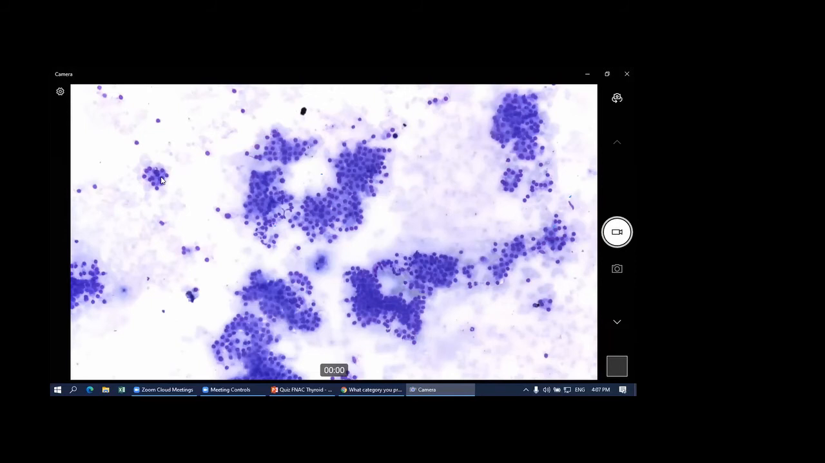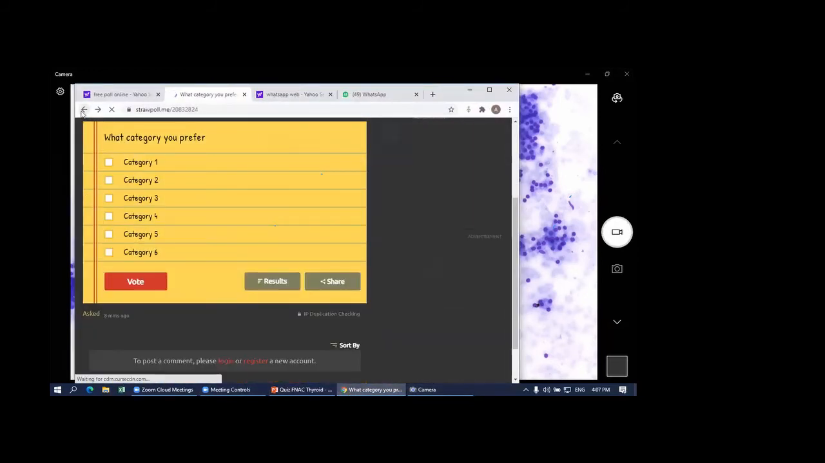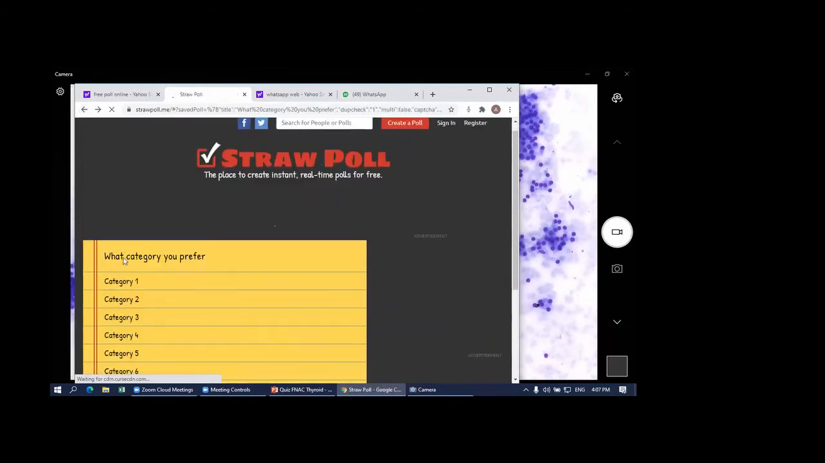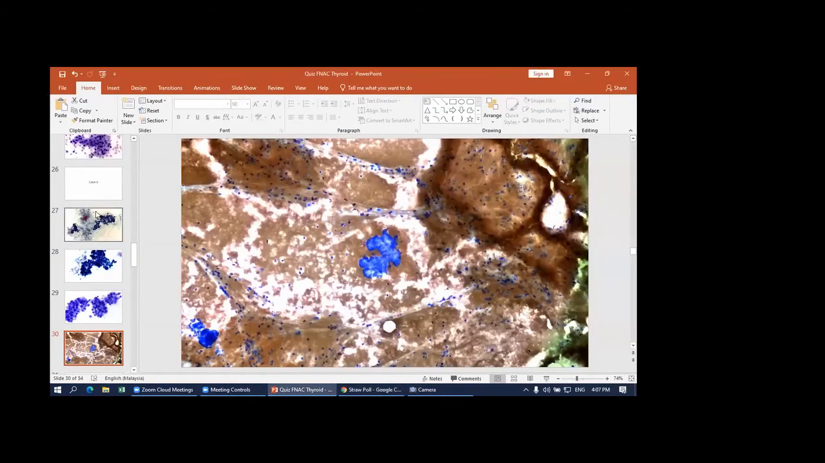Okay, so this one I have the histo. We'll see later. Now let's vote. Do you have your still pictures? Your captured still images? Sorry, wait a moment. Ah, don't be late, this is Rizal. Okay.